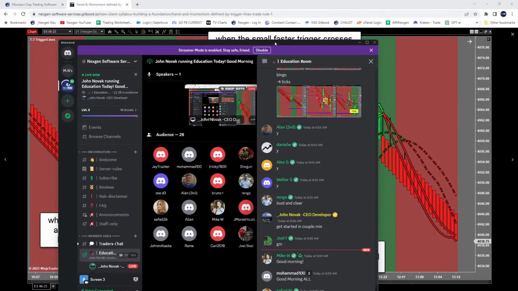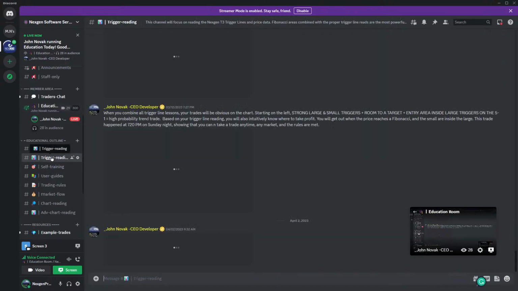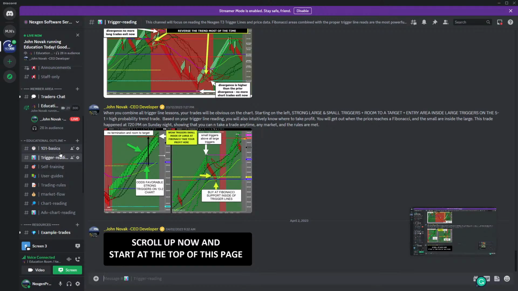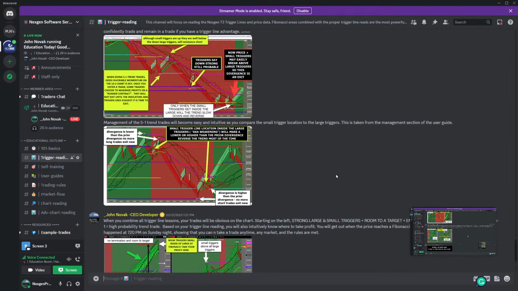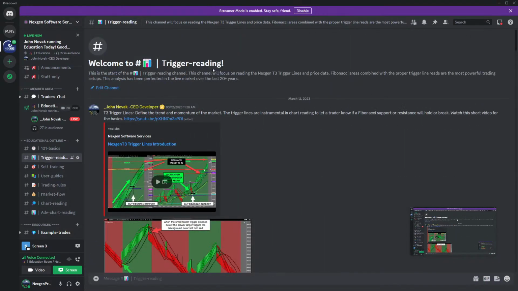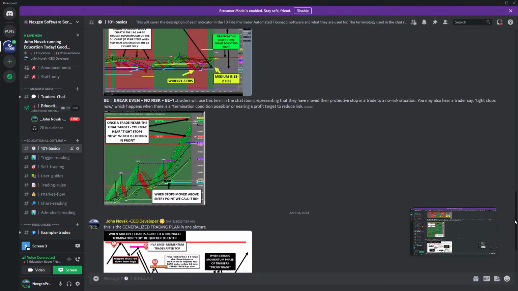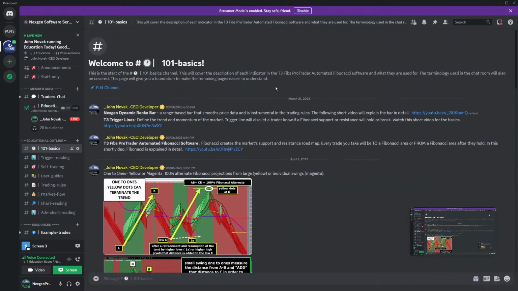my suggestion, if you're brand new, is to spend a lot of time over here. This trigger line reading, the 101 basics, and again, when you go to these pages, scroll to the top. Trigger line reading is very, very important. When you go to the 101 basics, I wish they had a little hyperlink where you could click and make it go to the top. If anybody knows how to do that on Discord, let me know. If not, I'll leave my picture down there.